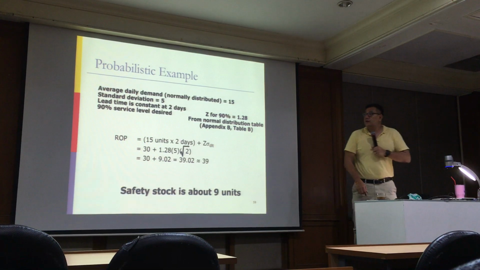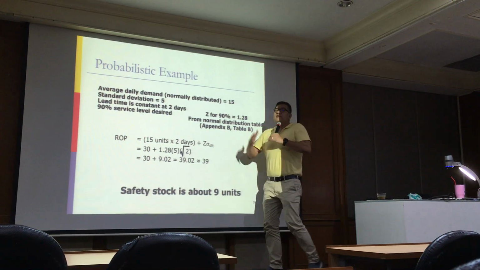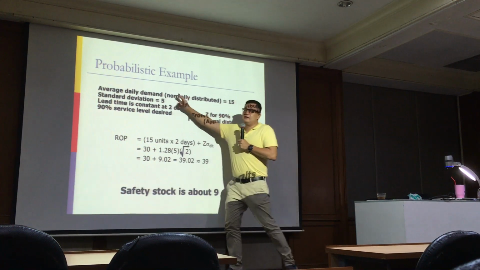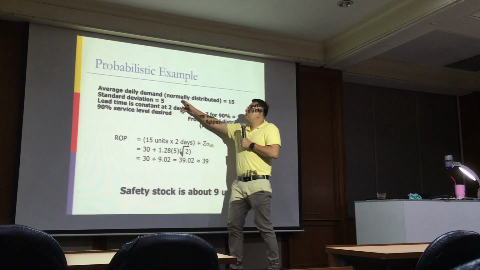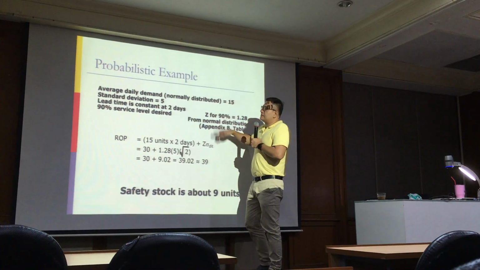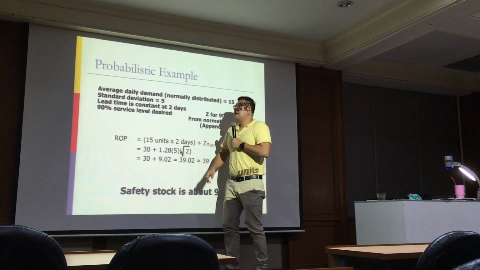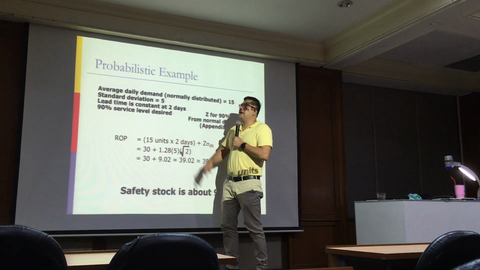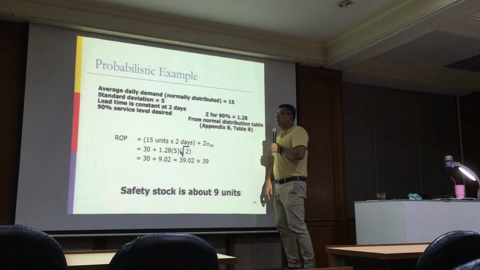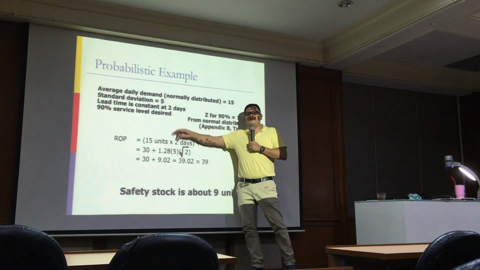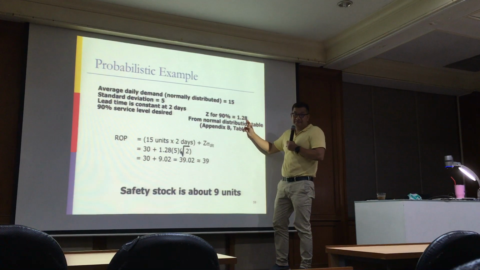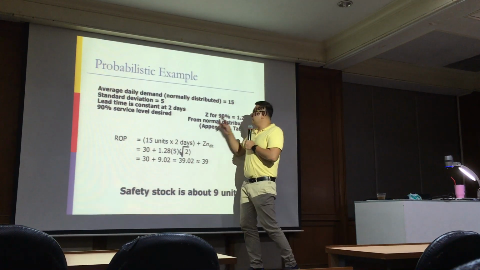For example, if you don't know the demand during lead time, but you know that demand follows a normal distribution, the mean is 15, the standard deviation of demand is 5, and lead time is constant at 2 days. You want a 90% service level. Once again, for a 90% service level, you open the normal distribution table and you find Z equal to 1.28.